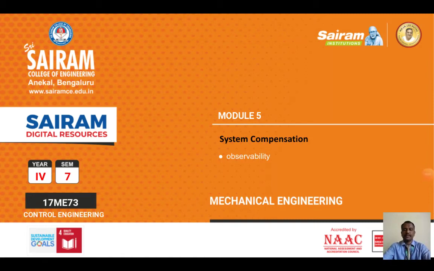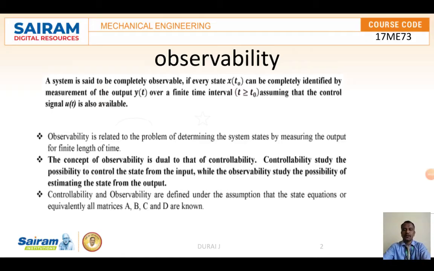So good morning everyone. In this video we are going to discuss observability. What is observability, Kalman observability, Gilbert observability, these things we are going to discuss over here. A system is said to be completely observable if every state x of t naught can be completely identified by measurement of the output y of t over a finite time interval t greater than or equal to t naught, assuming that the control signal u of t is also available.